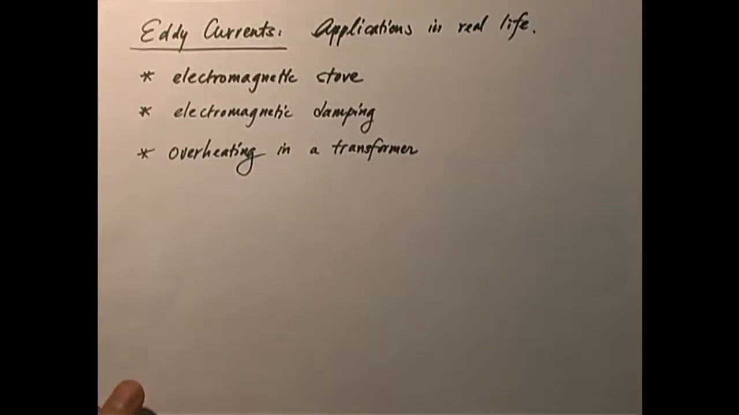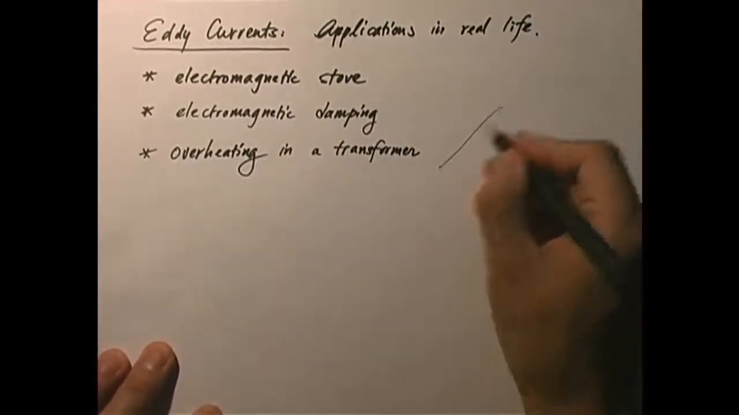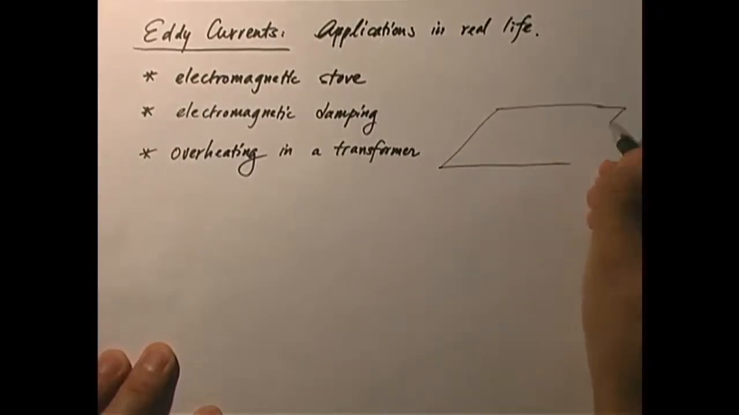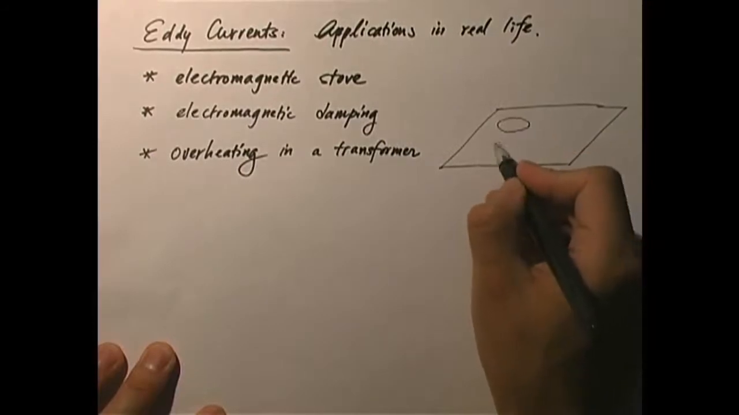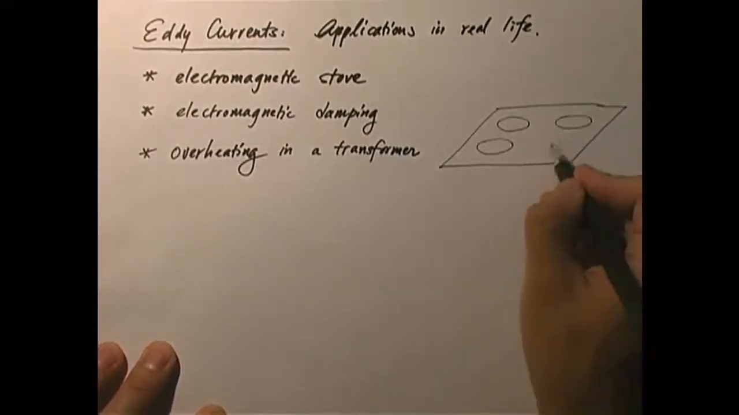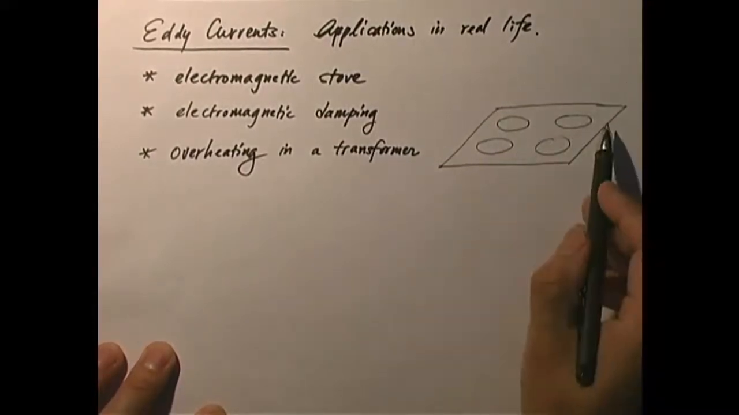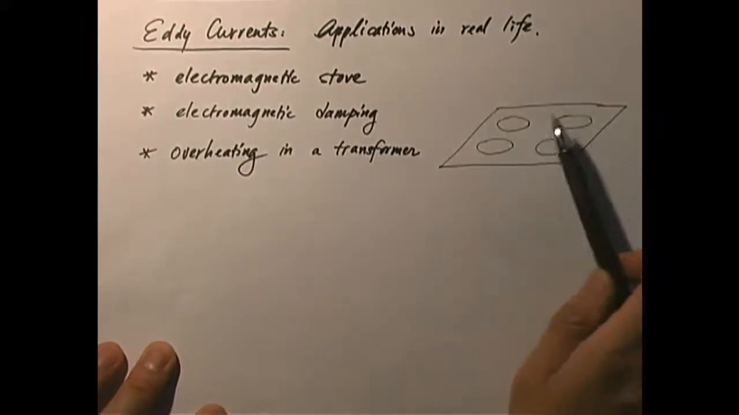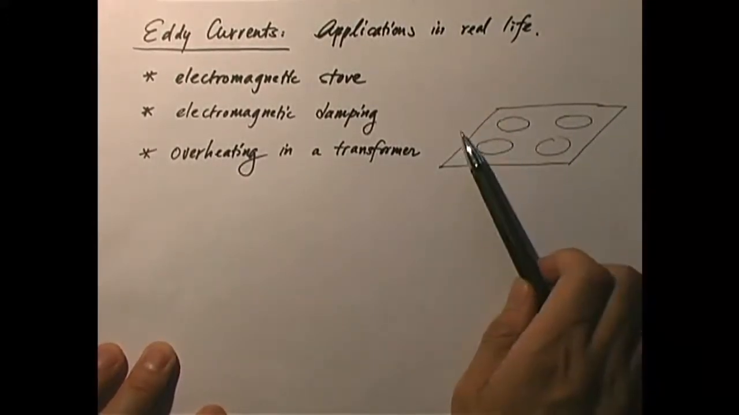An example where eddy current is good is an electromagnetic stove. I don't know if you've seen it. If I draw something like this, this is the top of the electromagnetic stove. What you see here are some markings. There's a piece of glass, and there you see some markings, but there is no open flame of any kind. It's just a flat piece of glass.